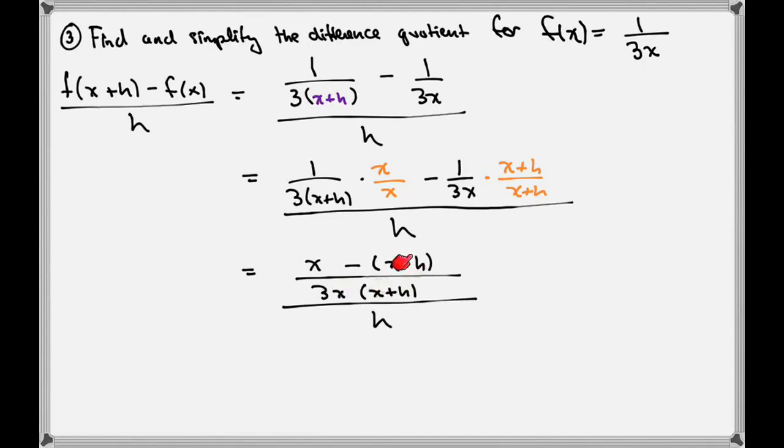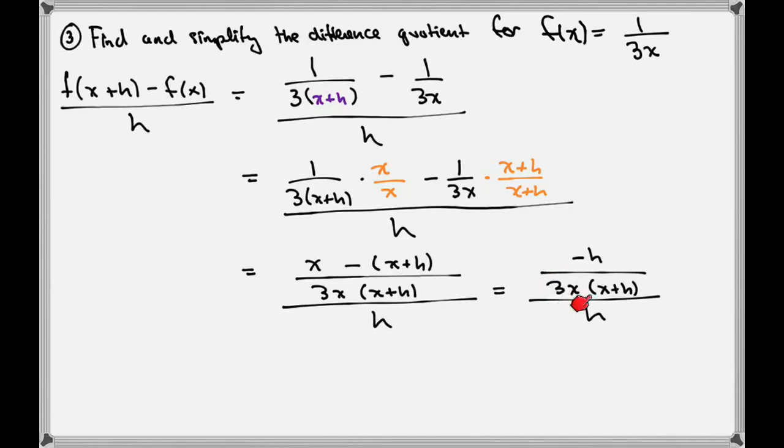Now we're going to clean up that numerator. It's going to be x minus x, so they'll cancel out, and then distributing the h through will give me minus h. Everything is over the denominator 3x times x plus h. And all of that is being divided by h.